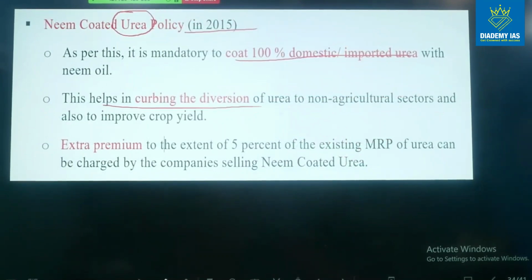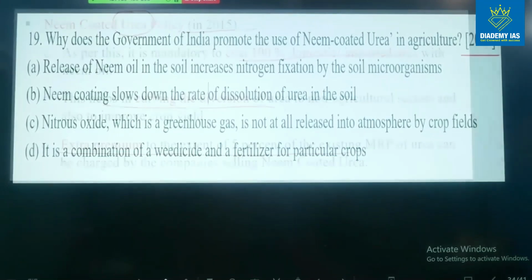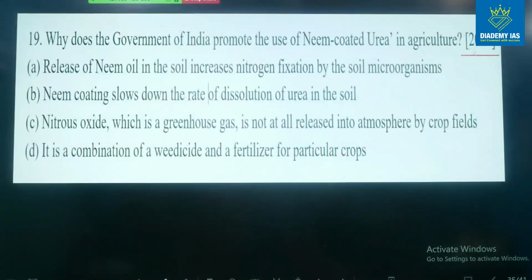So it will help in curbing the diversion. Now the cost that comes can be recovered by increasing the sale price by 5%, so that the company can recover its cost of production, which increased because of the neem coating of urea. Now please see this question, a 2015 question. This scheme came in 2015, which is why this question became a current affairs question of 2016. So please see this question and give your answer.